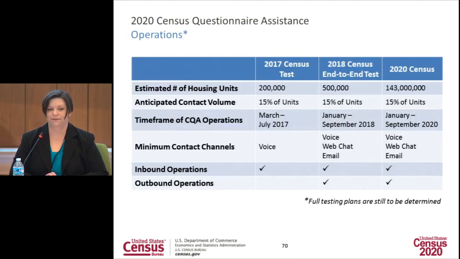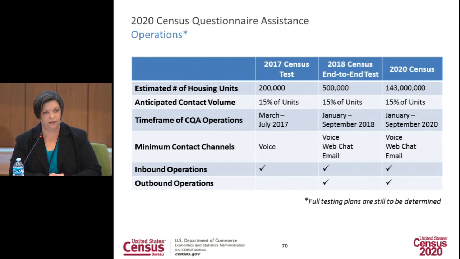Move to the next one, thanks. All right. As I mentioned, there are 3 distinct timeframes that CQA is currently planning to be operational: the 2017 census test, the 2018 census end-to-end test, and the 2020 census. We've presented some details about the 2017 and 2018 tests here on the slide. It should be noted that full testing plans are still to be determined. For all of the operational timeframes, CQA will be expected to take calls in multiple languages. Based on results from the 2014 and 2015 census tests, as well as the 2015 national contest test, we are currently estimating that about 15% of the housing units will ultimately contact CQA for assistance.